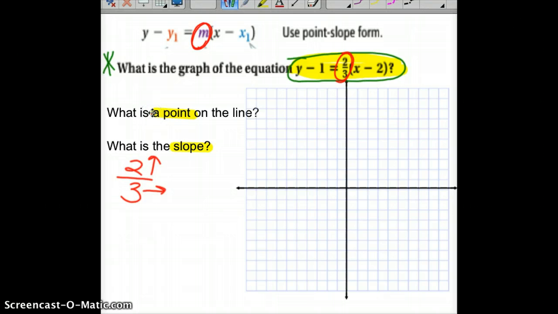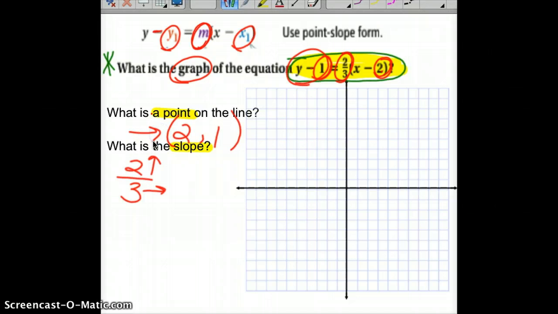Now the point is a little bit trickier. Remember, here's our y value and here's our x value. So a coordinate is going to have parentheses and an x and a y. x minus 2. Now the minus is part of the equation. So our x value is just 2. Here's our y. The minus is part of the equation. Therefore our y value is 1. So to graph this equation, plot the point we just found: over 2, up 1.